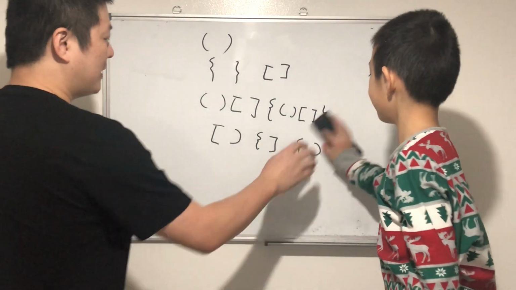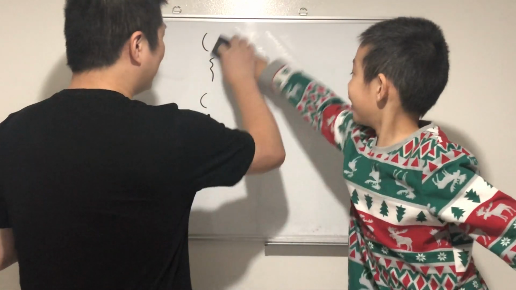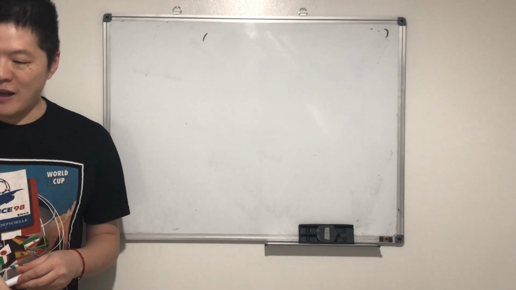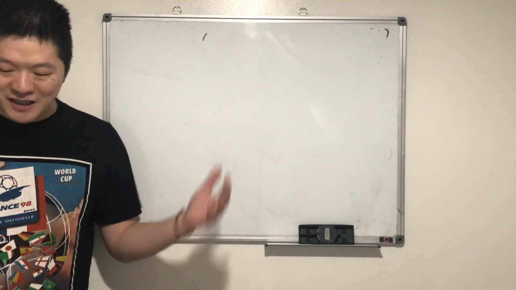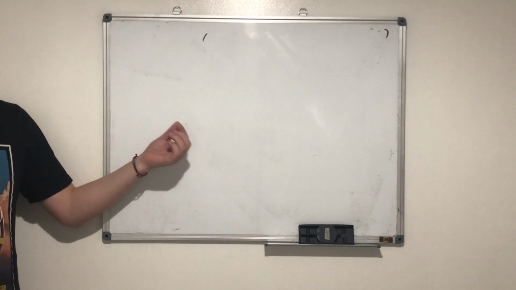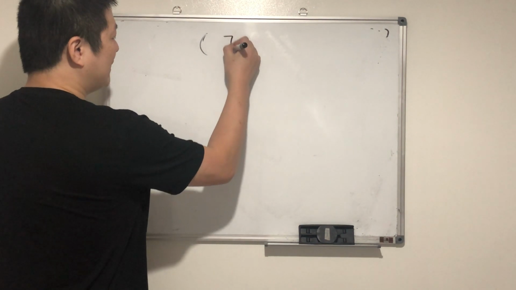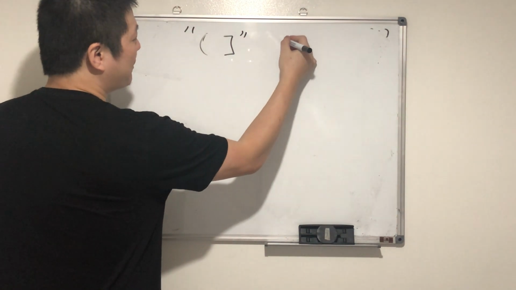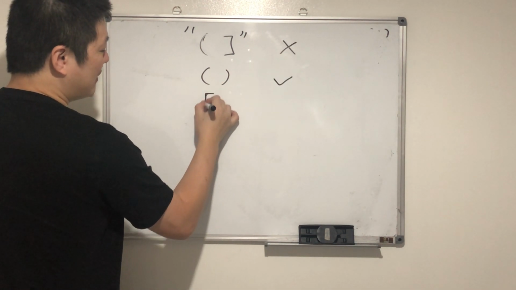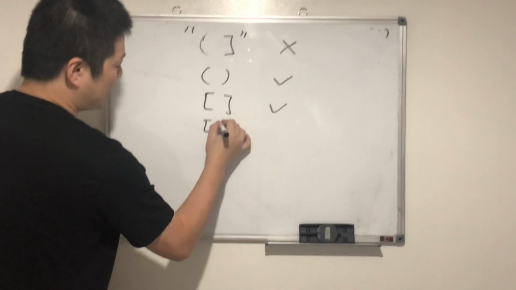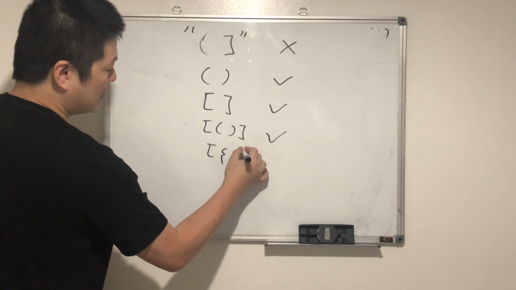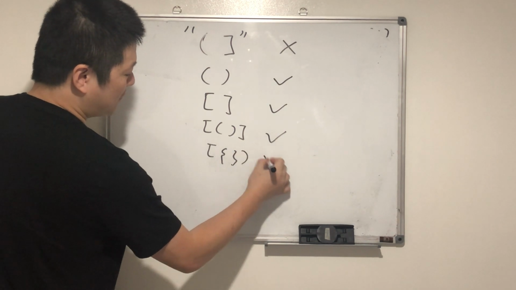Any ideas? How do we do that? I mean, to check if it is a valid string like that: this should give me true, this true, this true, and this false.